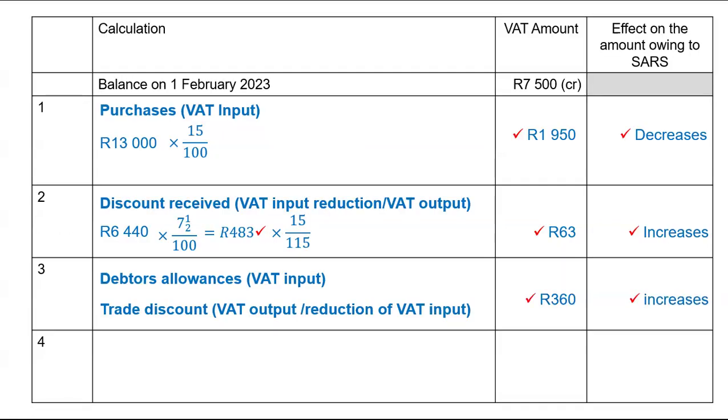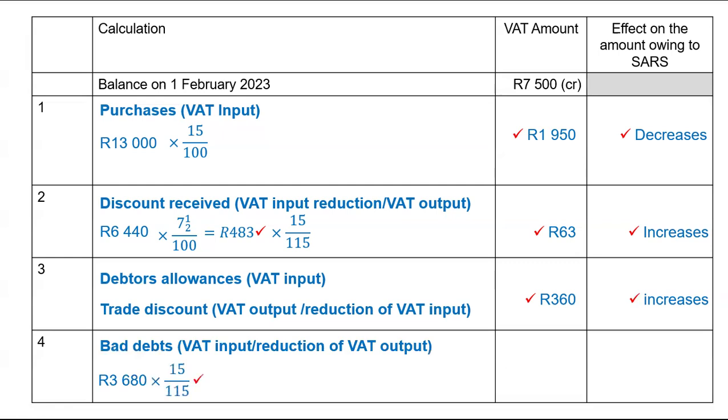Note this, when we sold goods to this debtor, what type of VAT did we recognize? Output. So it makes sense when we write off the debtor, we do the reverse, which will result in input. Or you can call it a reduction of VAT output, it's fine. So how do we calculate it? Because we sold goods to this debtor, we included VAT in there. So to calculate VAT, we'll take that 3,680 multiplied by 15 divided by 115. It'll give us our VAT amount of 180, which is VAT input. It reduces your VAT output.